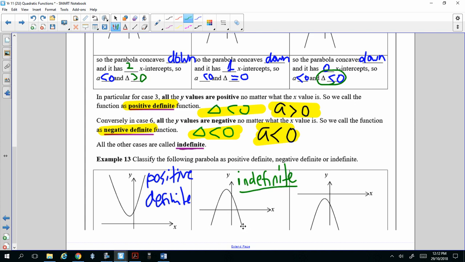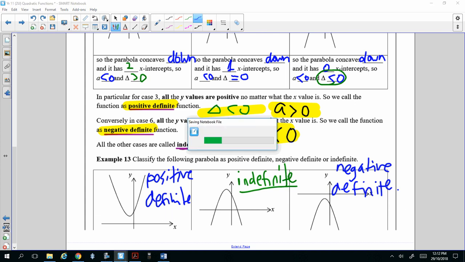And the last one, we're going to ask Joshua. Okay, last one, what do you say? Very good, excellent. Negative definite. Now we know how it looks. Let's do some questions, which you will get in the homework. Let's go to the next page. All right, next page.